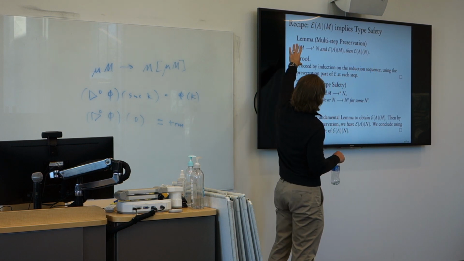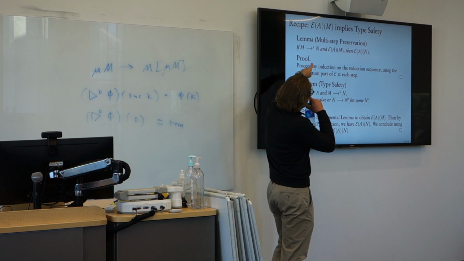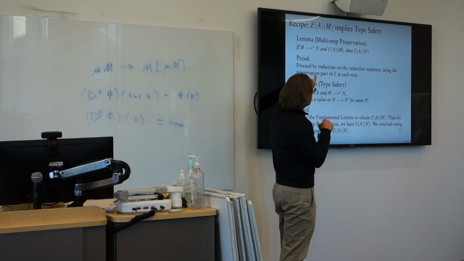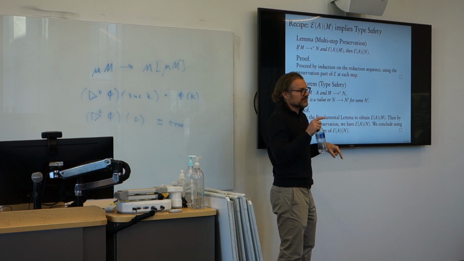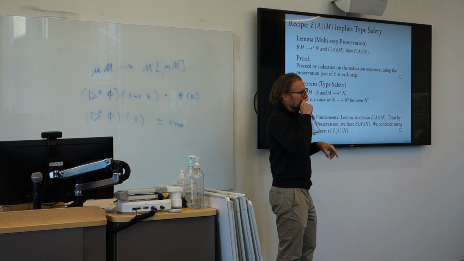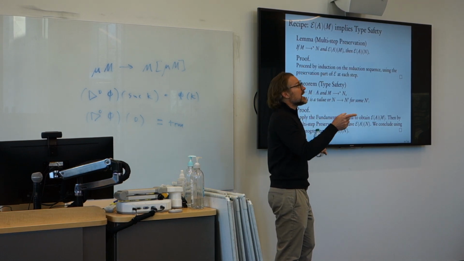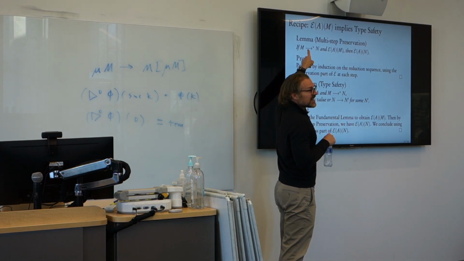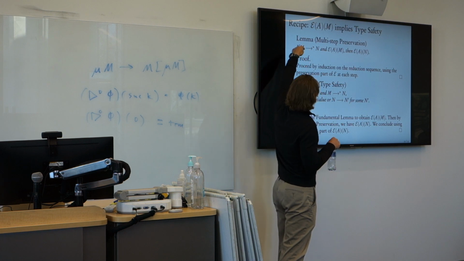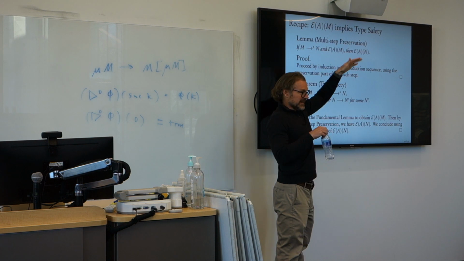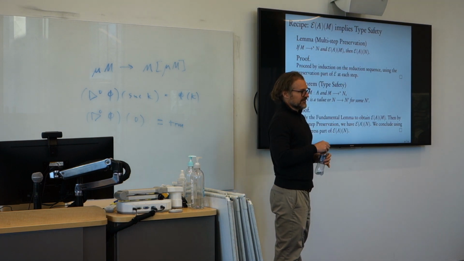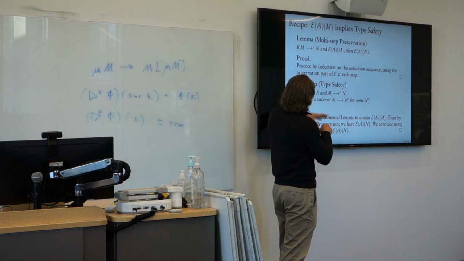And this is a super easy proof. I can just do it by induction on the reduction sequence. And I just keep using the preservation part of E's definition over and over again. And each time you use that, you're decrementing the step index once, right? So basically the step index is counting how long your sequence is. Yeah, you have to sort of count this sequence ahead of time so that you pick a step index that's big enough.